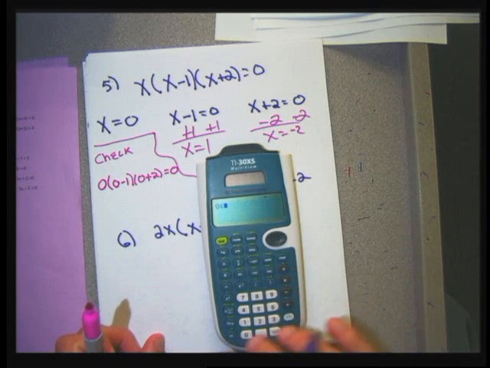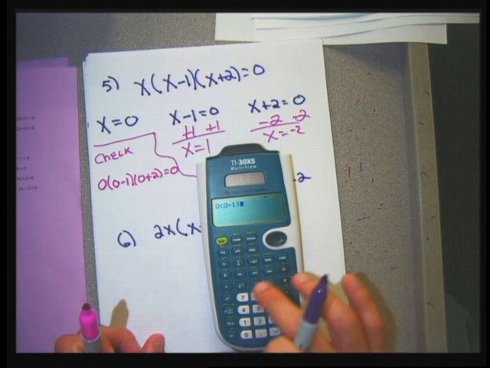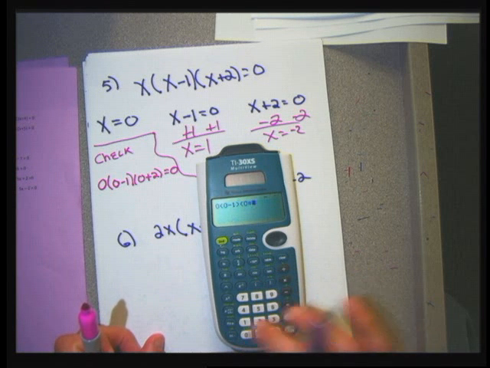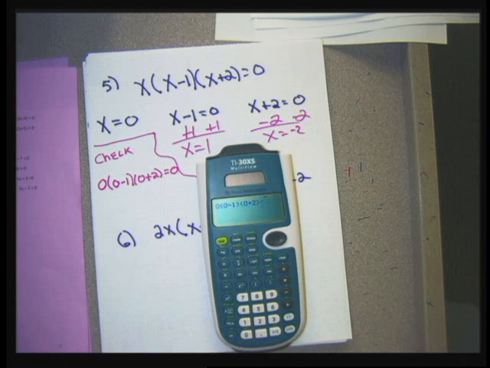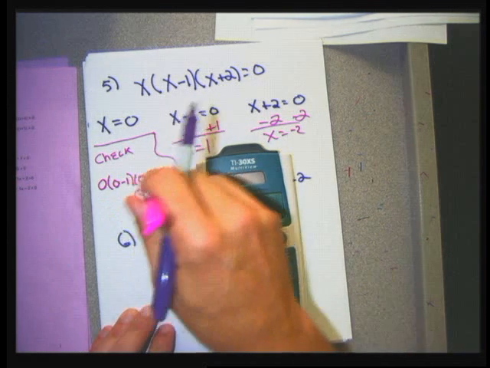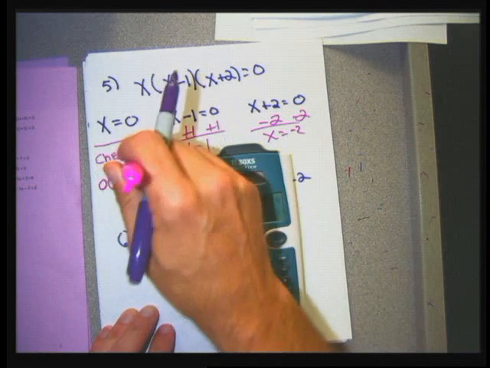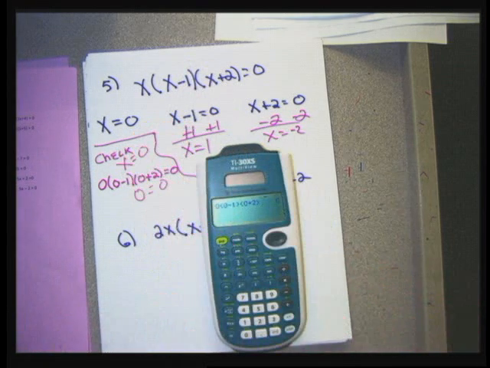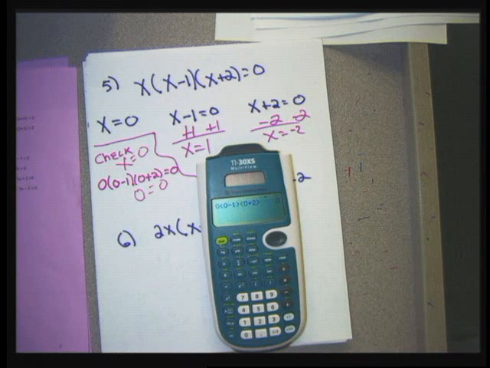So if I did this, I'd go 0 parentheses 0 minus 1 parentheses 0 plus 2. So I can only enter the left half. The right half is already done for me. For this to be a solution, it needs to say 0. And it does. So this gives me 0 equals 0. So when I check the x equal to 0, I get a true statement that makes it a solution. Even though it didn't require any algebra, it's a solution that needs to be included in my answer.